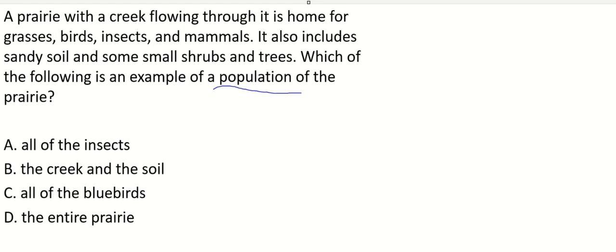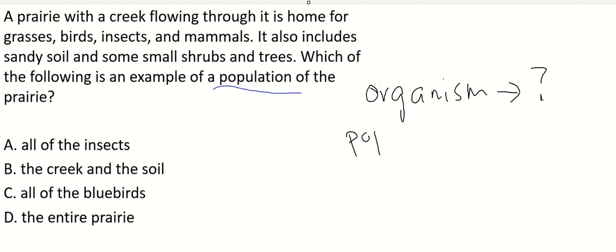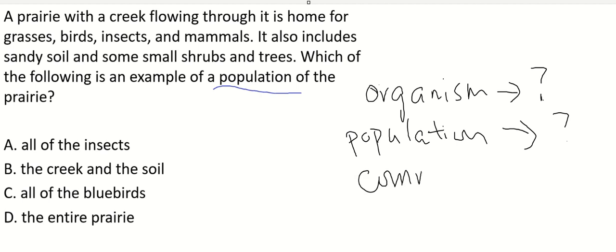So the simplest thing in ecology is the individual organism. That's one living thing. What do you get when you have two or more organisms of the same species? Did you say population? It has to be from the same species. What about two or more populations? What do you get? In fact, all the populations together, you get a community. All the living things is called a community.